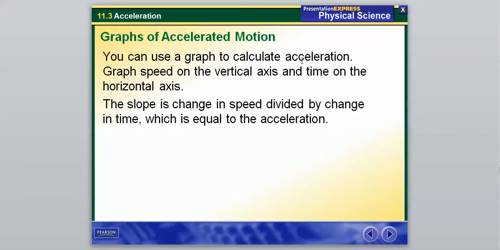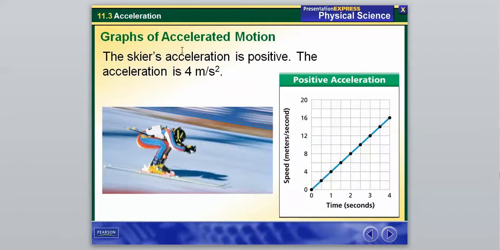So you can use a graph to calculate acceleration, like I just said. Graph speed on the vertical axis, the y-axis going up and down. We always put time on the horizontal axis, the x-axis, and the slope is the change in speed divided by the change in time, which is therefore equal to acceleration. Again, slope is rise over run. In our example here, this skier's acceleration is positive, and it is 4 meters per second squared.